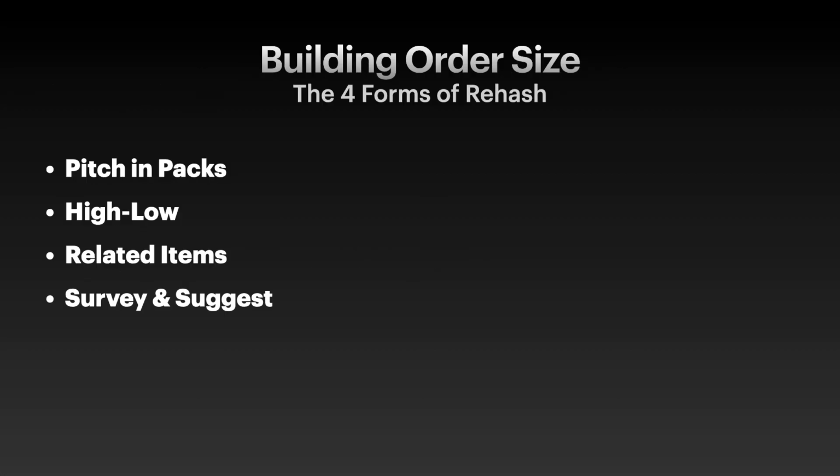So there you have them, 4 ways to rehash and build your order size: pitching and packs, high-low, related items, survey and suggest. Now remember, the key is you've gotten to this point in the sale where they've already agreed to buy one thing. All you want to do at this point is build on their relationship and have the confidence that they liked you enough to buy once, they're going to continue to buy as well.